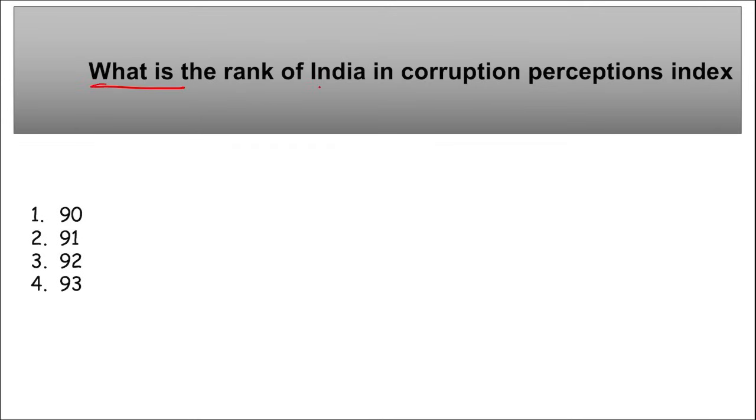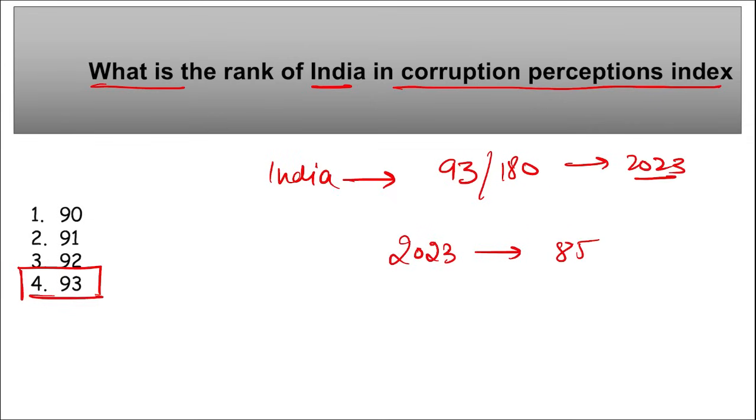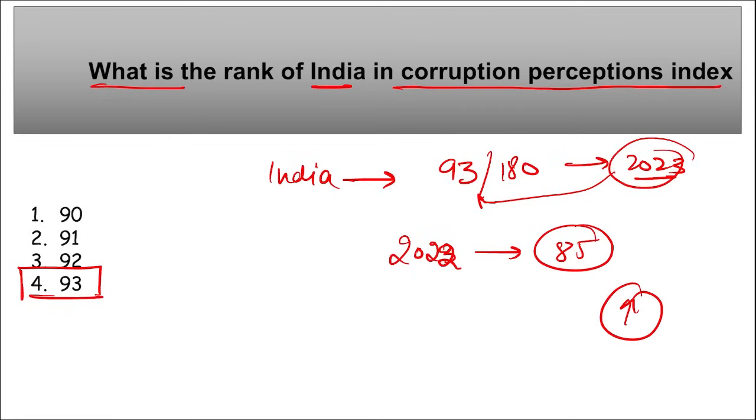Next, what is the rank of India in the Corruption Perceptions Index? India stands at 93rd position in the corruption perception index, 93 out of 180 countries with an overall score of 39. Remember, in 2022 it was at 85th position. Now in 2023 it is at 93rd position. That means we can say the corruption in India has increased.